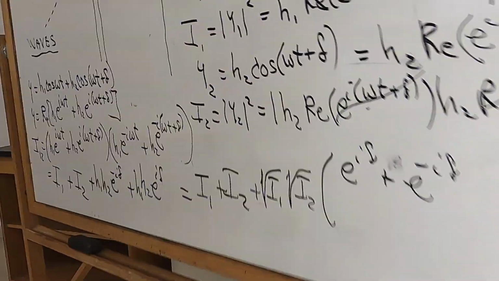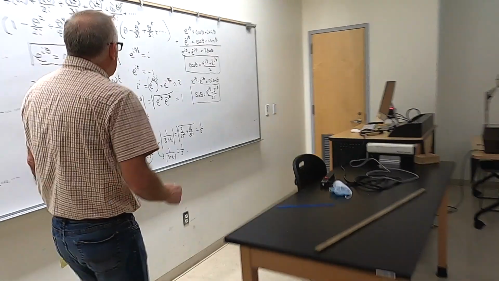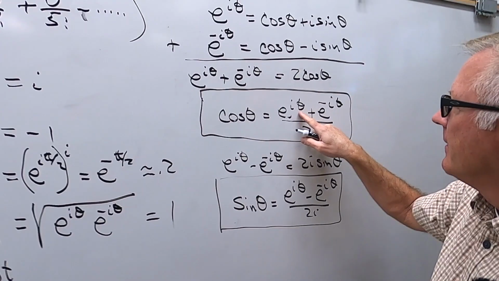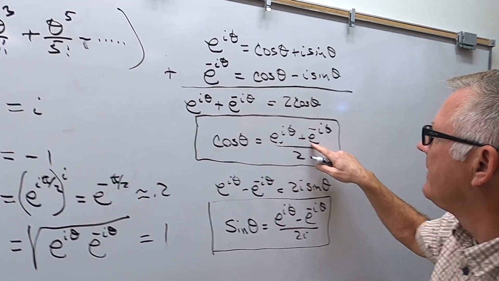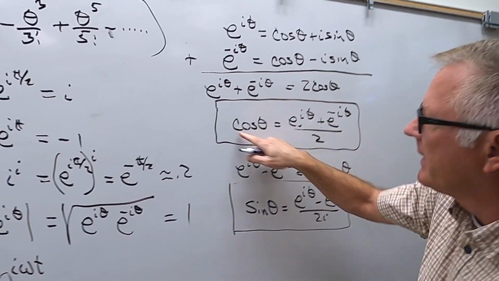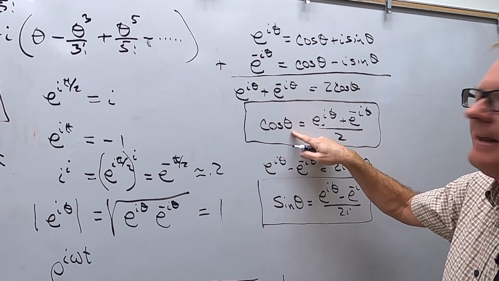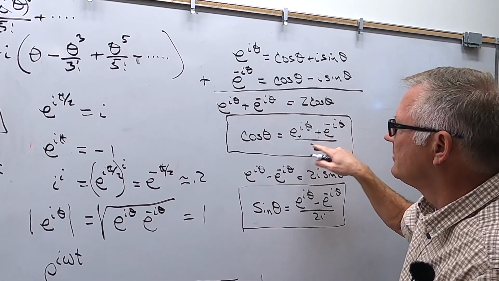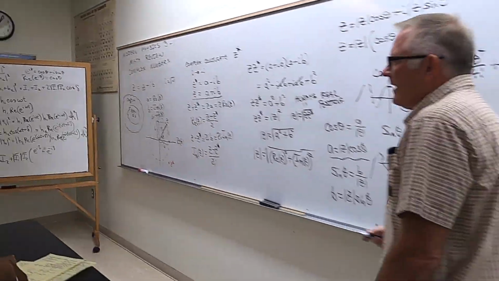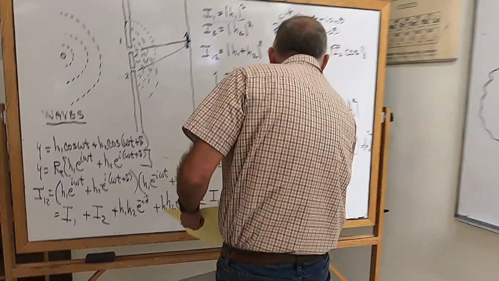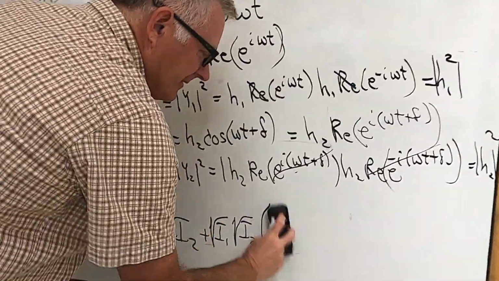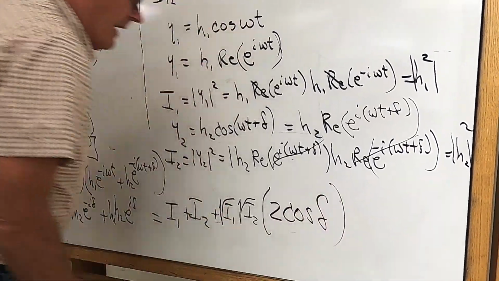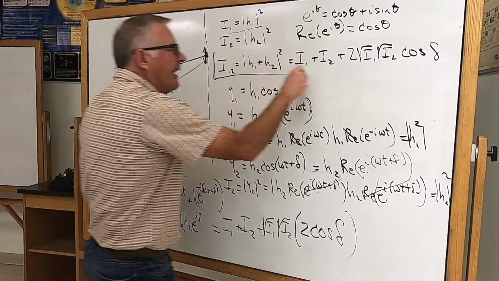And you remember from over here, e to the i delta plus e to the minus i delta is just 2 cosine delta. Just put theta in for delta. That would be e to the i delta plus e to the minus i delta is 2 cosine delta. So matter of fact, I can just make this whole thing right here 2 cosine delta. And you'll notice that's exactly what I had up here.